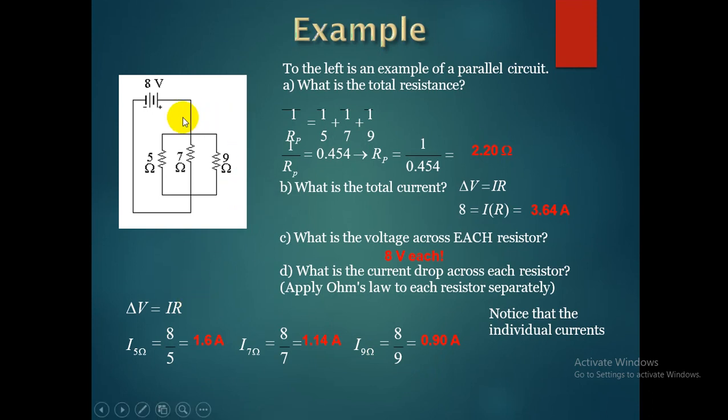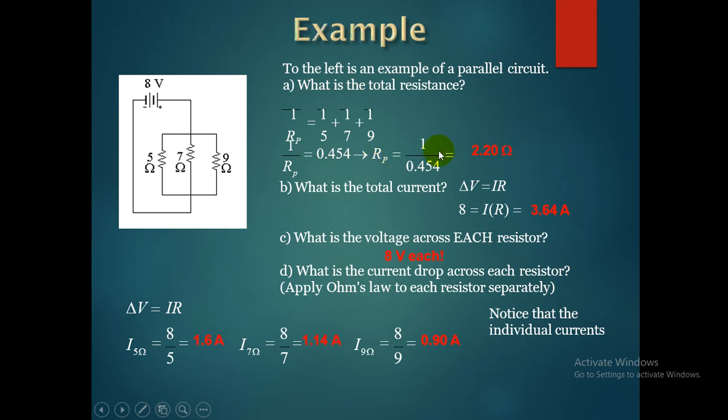Here in this problem we can see three resistors are connected in parallel across one 8 volt battery. This is 5 ohm, this is 7 ohm, and 9 ohm. The question here is: what is the total resistance of the circuit? As we know, whenever resistors are connected in parallel, this is the equation to be used: 1 upon R total, Rp, is equal to 1 upon R1 plus 1 upon R2 plus 1 upon R3. When we calculate, we get 2.2 ohm here.